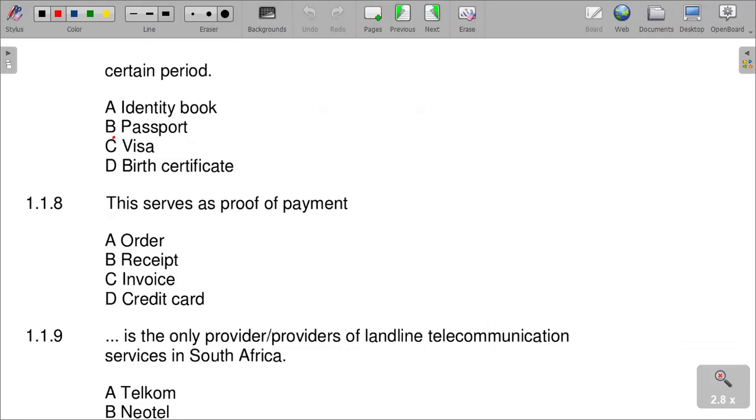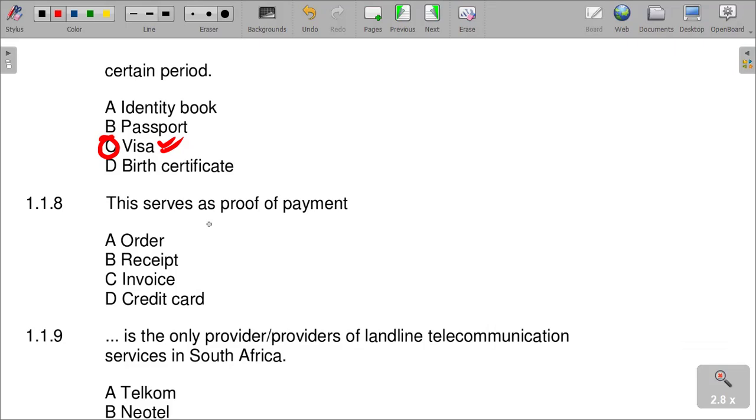It's a visa. A visa is a travel document which allows individuals or persons to enter a country and stay there for a certain period of time. You understand? An identity book is just a national document which every citizen is given in order to identify the person. We know very well that it identifies where you were born, what your date of birth is, and all those. That is an identity document.